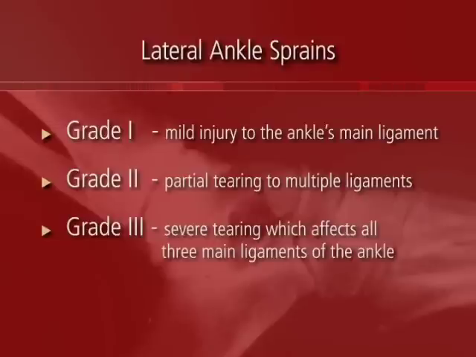The first is a lateral ankle sprain, which is the most common ankle sprain, and there are typically three grades to those. A grade 1 is just a mild ligament injury to the main ligament of the ankle called the anterior talofibular ligament. The grade 2 is typically a tearing or a stretching of that ligament plus another injury to a ligament called the calcaneofibular ligament. And then the grade 3 sprain is typically when there's severe tearing to the lateral ankle structures where all three of the main ligaments of the ankle on the outside of the joint are affected.